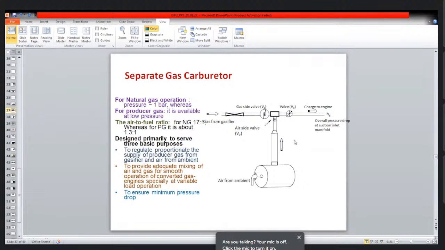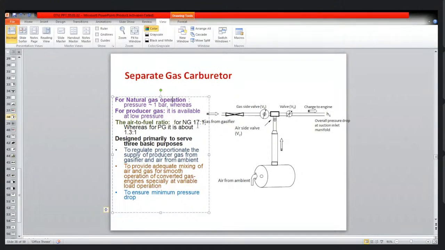An induction system is also required to connect the gasifier to an engine, because the engine carburetor is meant for a different stoichiometric ratio of air and fuel, and the producer gas stoichiometric ratio is different. For natural gas it is 17.1, and for producer gas it is 1.3:1. And what about diesel and petrol? You know very well, 15 point something and 14.5, like that. The objective is to prepare a good quality mixture with low pressure drop. These two requirements should be met.